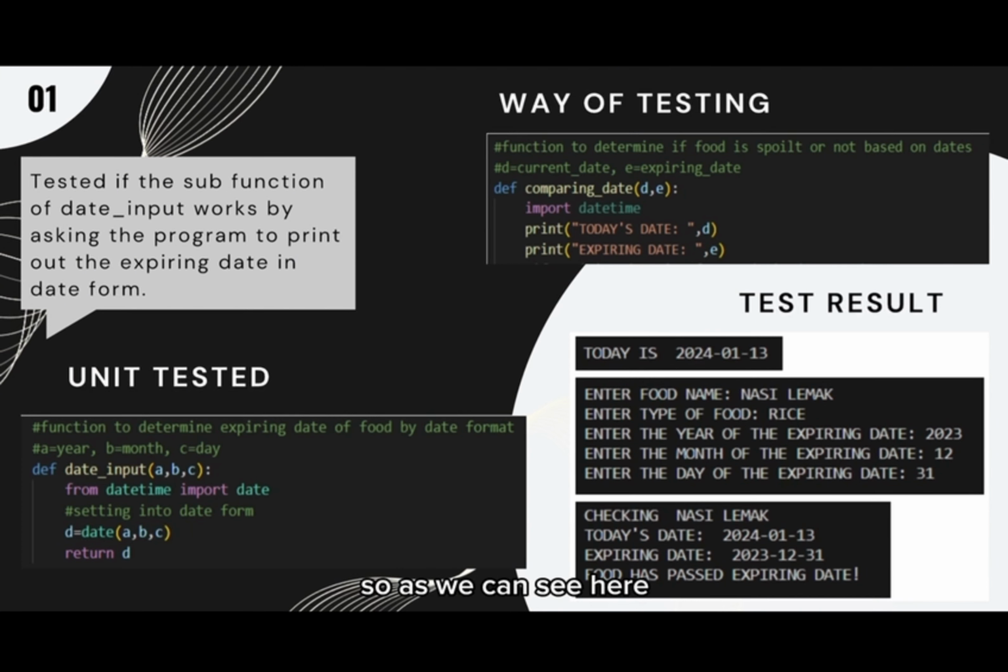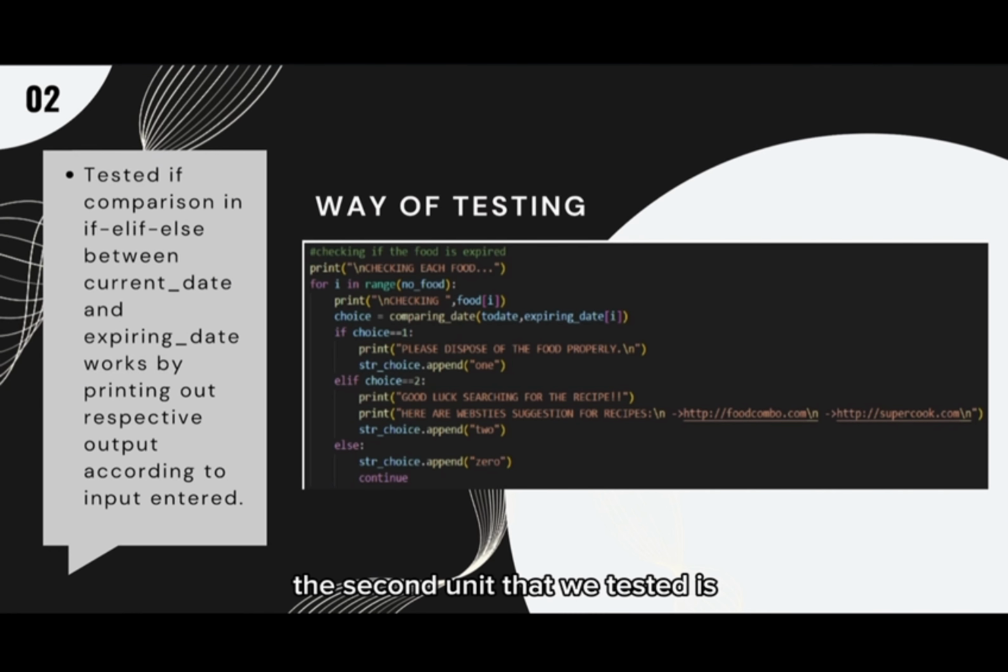As we can see here, the year entered was 2023, the month entered was 12, and the day entered was 31. Fortunately, when we run the program, the expiring date shown by the program is correct, which is 2023-12-31. The second unit that we tested is if the comparison in if, else between current date and expiring date works by printing out the respective output according to the input entered.